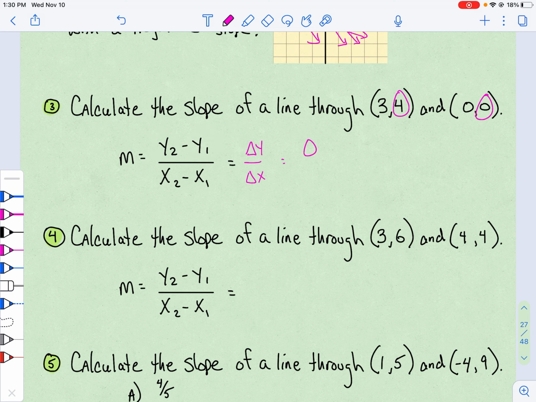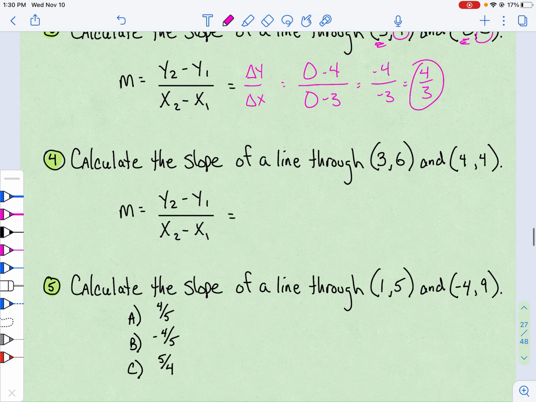So the second one minus the first one. And now with the x's, the second x minus the first x. So second x, 0, minus the first x, 3. So 0 minus 4, 0 minus 3, and we don't like those pairs of negatives, so done, 4/3.